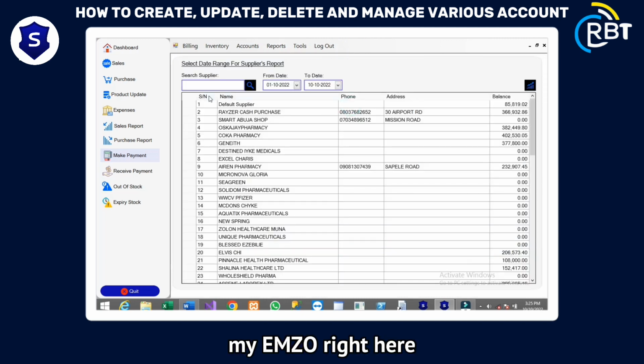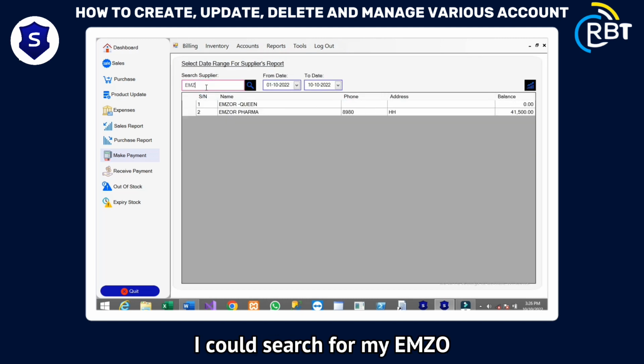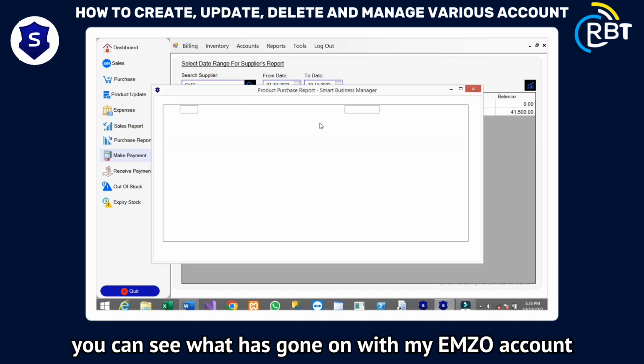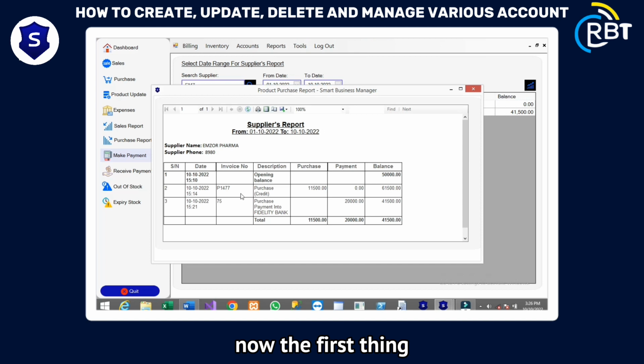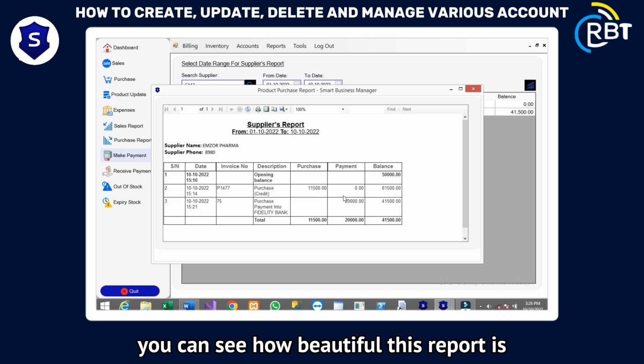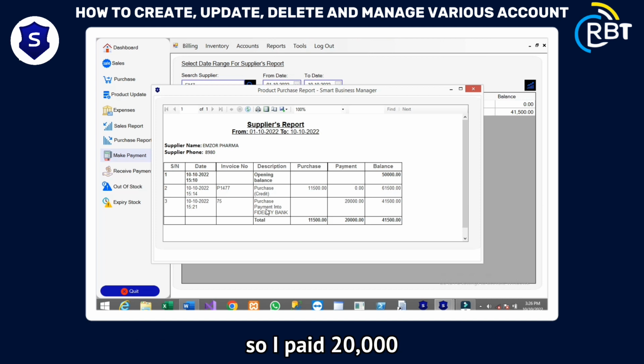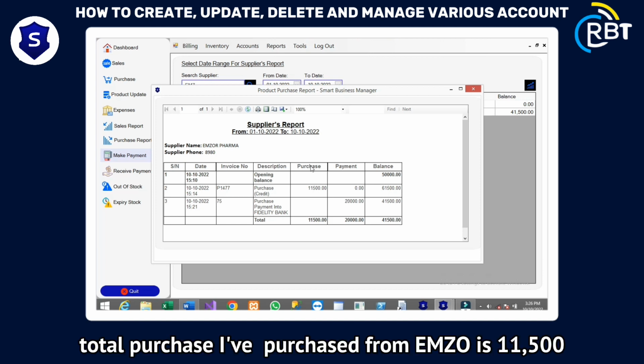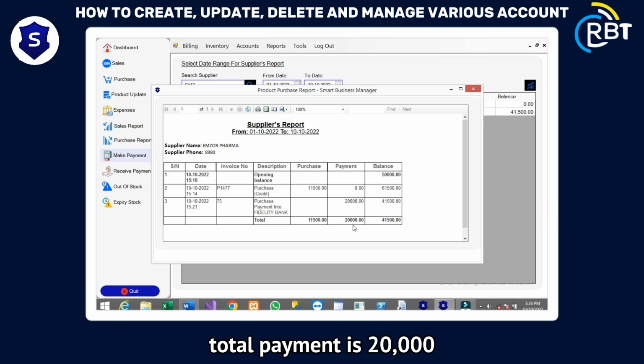My Emzor right here, I could search for my Emzor, this Emzor Pharma. You can see what has gone on with my Emzor account. The first thing, I had an opening balance of 50,000. I bought something from Emzor, 11.5. The balance was 61.5. You can see how beautiful this report is. So I paid 20,000. Remember, I paid 20,000 to Emzor. So you see the balance 41,005. Total purchase I've made from Emzor is 11.5. Total payment is 20,000. So you can see how beautiful this is.